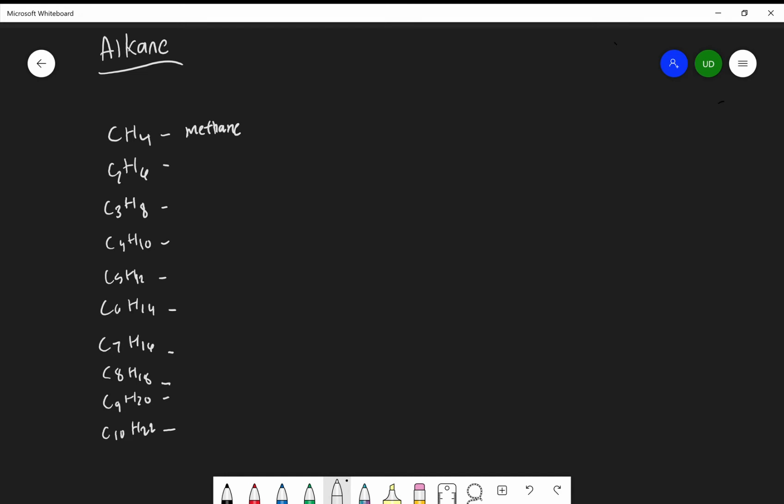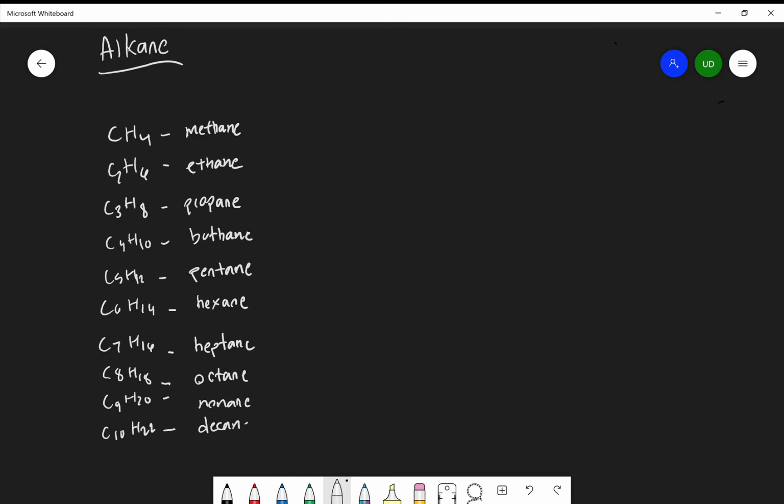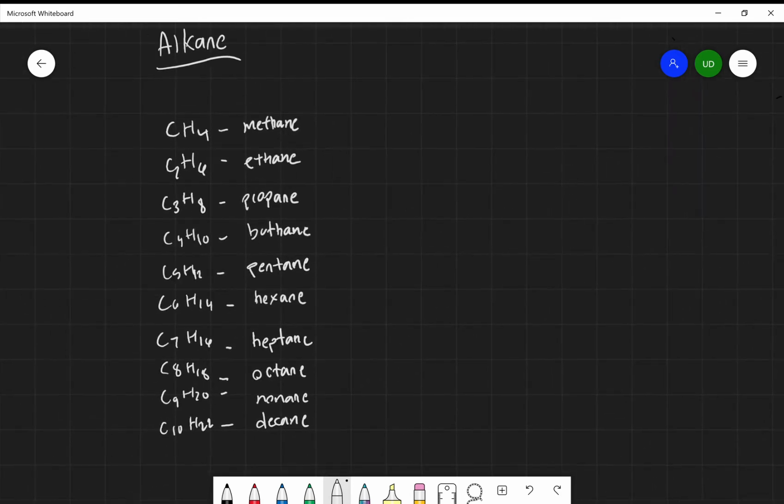If there were 2 carbons, it'd be ethane. 3 carbons, it would be propane. 4, butane. 5, it would be pentane. 6 would be hexane. 7 would be heptane. 8 is octane. 9 is nonane. And 10 is decane. So before we start naming compounds, you must understand these, because if you don't, you probably won't be able to continue. Okay?